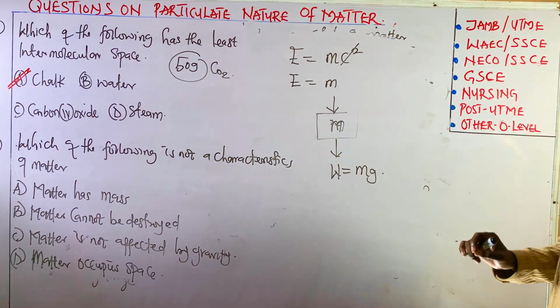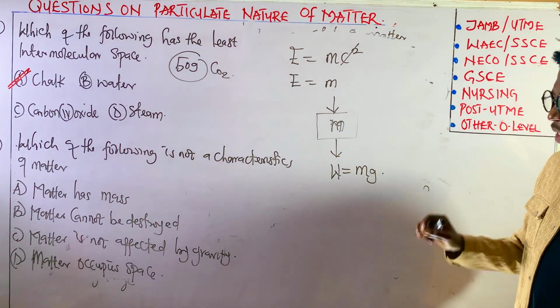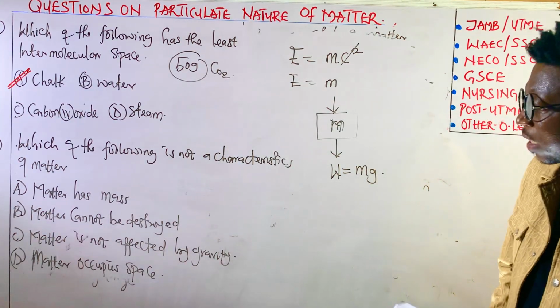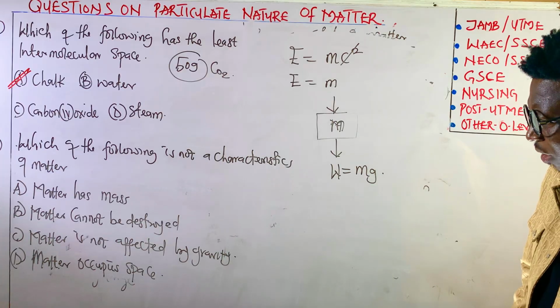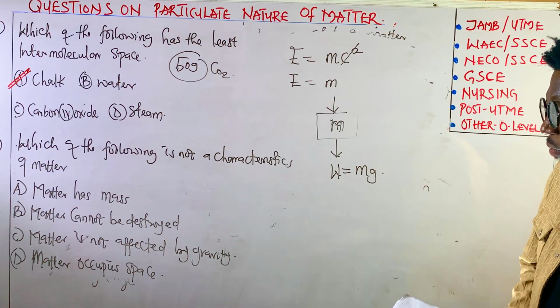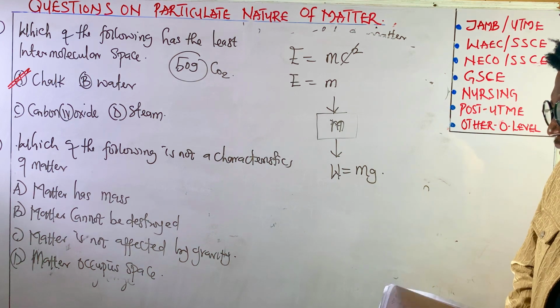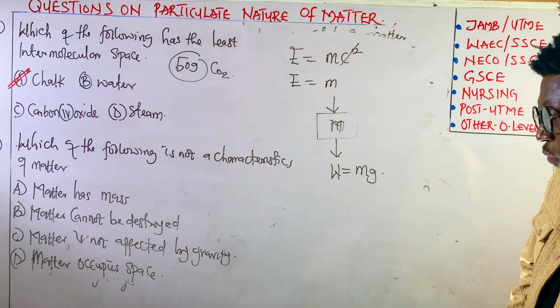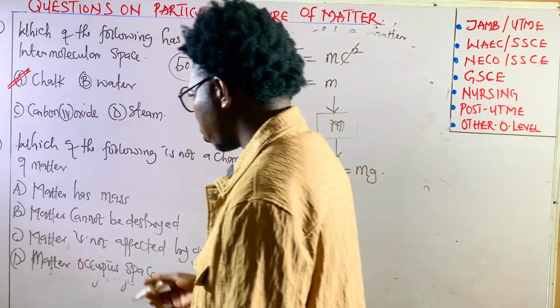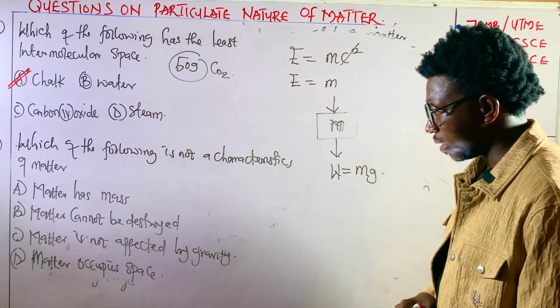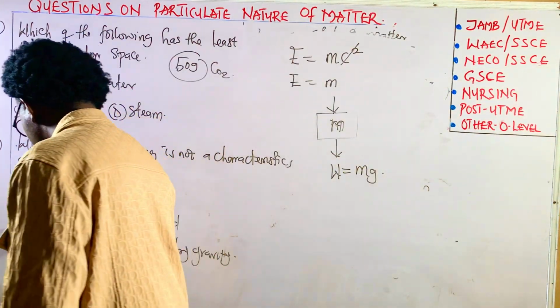That is not true. Matter occupies space. Is that true? Yes. So which of the following is not a characteristic of matter? Matter has mass. It is a characteristic of matter. Matter cannot be destroyed. Yes. Matter is not affected by gravity. No. Matter occupies space. Yes. Option A, option B, option D are not the answer. The answer is option C.